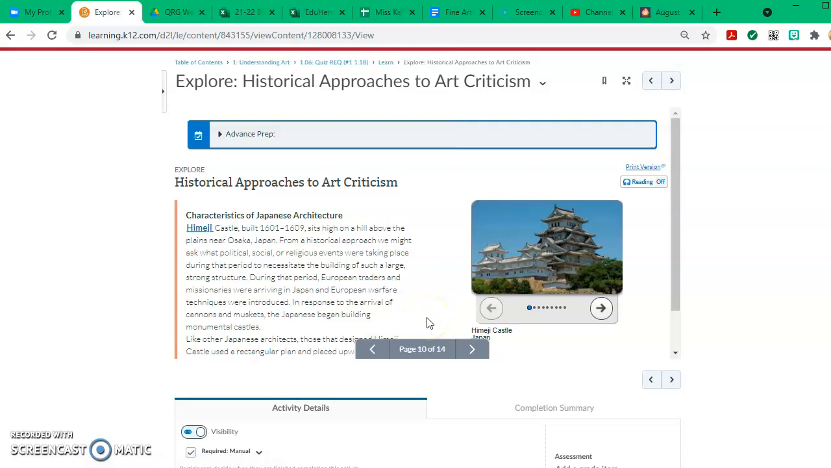Characteristics of Japanese architecture. Himeji Castle, 1601-1609, sits high on a hill above the plains near Osaka, Japan. From a historical approach, we might ask what political, social, and religious events were taking place during that period to necessitate the building of such a large, strong structure. During that period, European traders and missionaries were arriving in Japan, and European warfare techniques were introduced. In response to the arrival of cannons and muskets, the Japanese began building monumental castles.